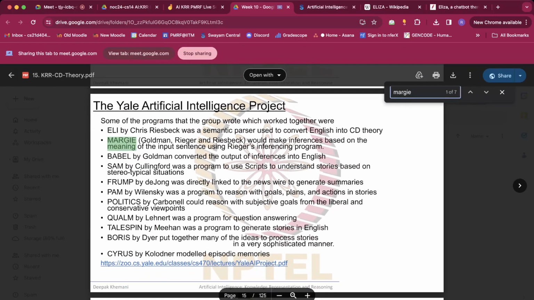Okay, so here is the reference of Marchi from the lecture slides. It would make inferences based on the meaning of the input sentence using Rieger's inferencing program. Okay, so I might be mispronouncing the name of the scientist, but essentially the key points to focus on here are that it would make inferences. Okay, it based itself on the meaning of the input sentence, which means that it dealt with the semantics, and it used the inferencing program developed by Rieger.